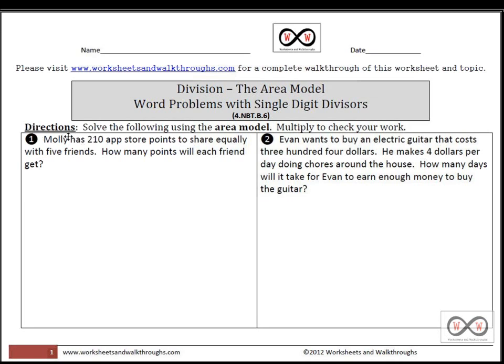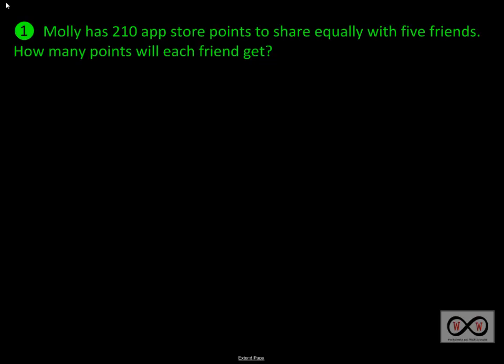Let's take a look at the directions. Solve the following using the area model. Multiply to check your work. We have two problems. Let's take a look at the first. The first one says Molly has 210 App Store points to share equally with 5 friends. How many points will each friend get?